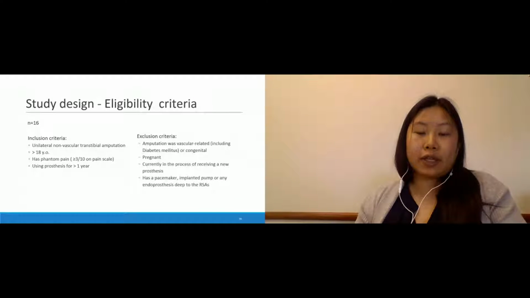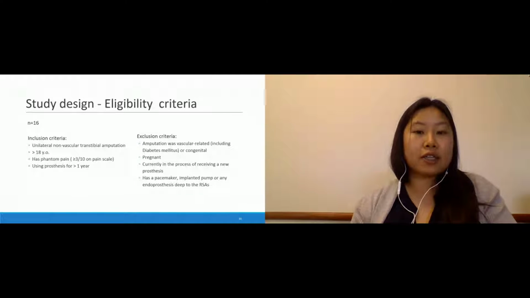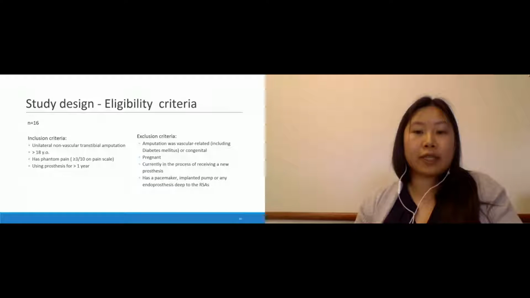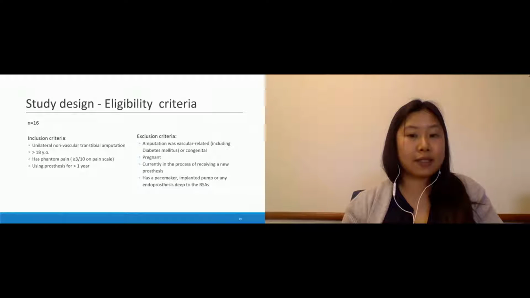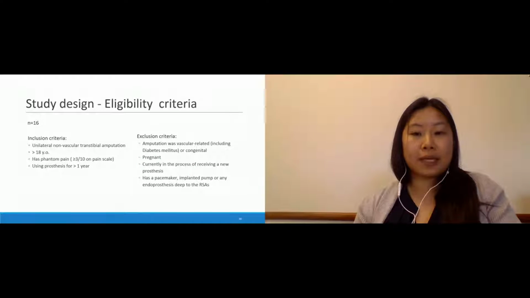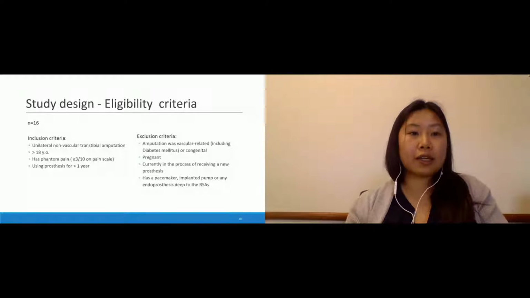Individuals would be excluded if their amputation was vascular, diabetic, or congenital related, if individuals are pregnant or currently in the process of receiving a new prosthesis, or if the individual has a pacemaker, implanted pump, or any other endoprosthesis that may be deep to the referred sensation areas or electrodes.